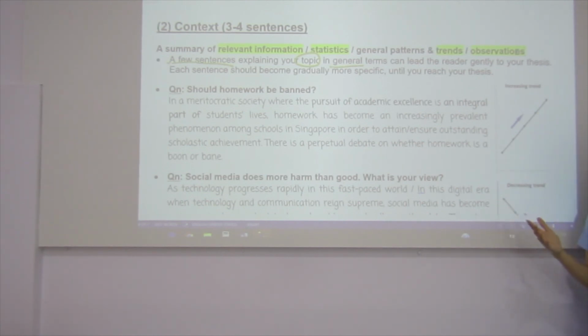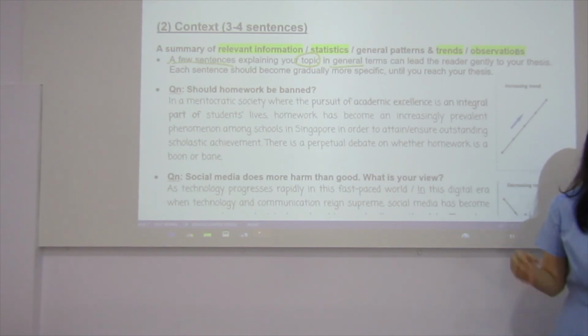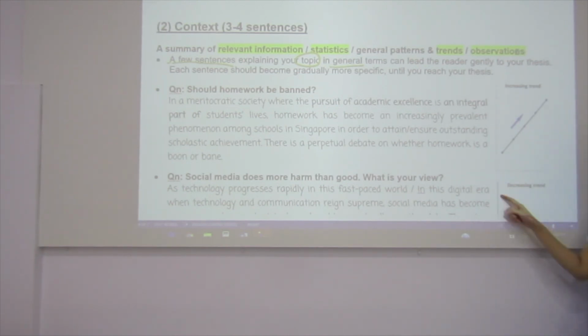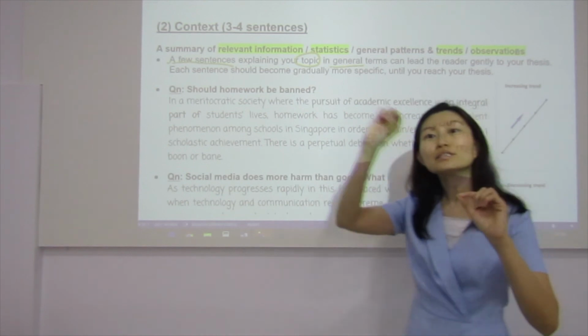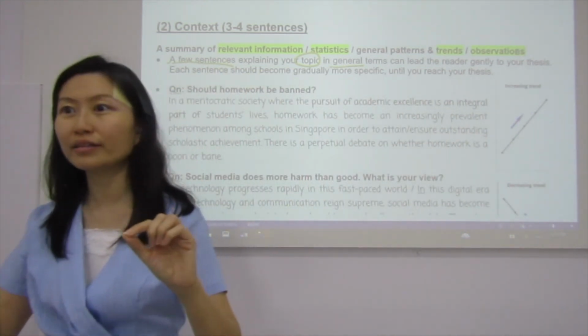Yeah, nobody likes to do it anymore. For instance, there are people who tell me, oh, Miss Ho, nobody plays Fortnite anymore. You know, that is a decreasing trend, right? Okay, decreasing trend. So it could be that some other more popular game is appearing in the market. So there is an increasing trend of people playing that new game, right? So increasing trend or decreasing trend, right?